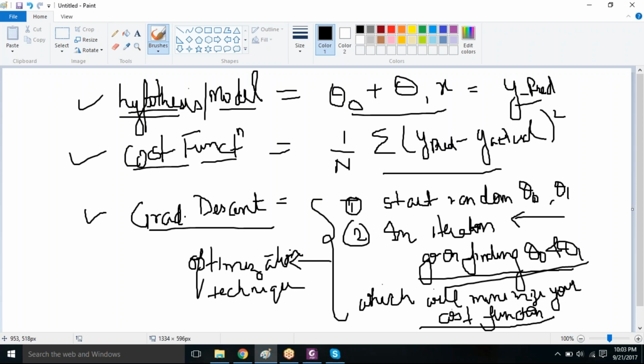Now the question in your mind is probably, why are you vaguely saying to go on finding theta naught and theta 1? There are so many possible combinations of theta naught and theta 1. Tell me something concrete: how do I go on finding theta naught and theta 1? I will come to that again, and maybe we will go a little deeper to understand how theta naught and theta 1 are found.